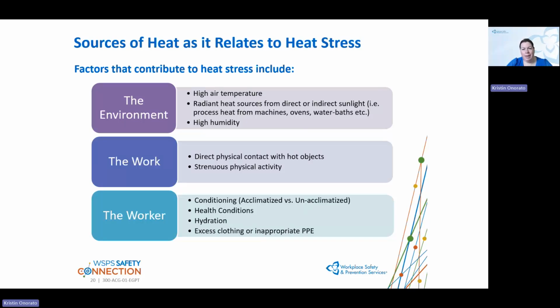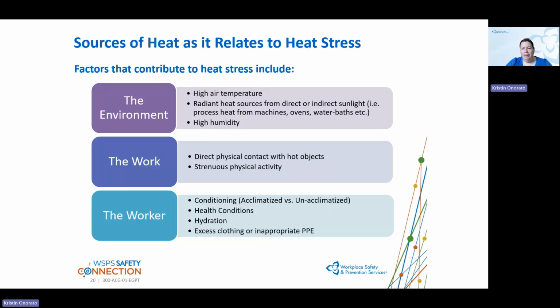Also, where that work is happening. If you're lifting those heavy boxes all day long in front of a machine that also pumps out an excessive amount of heat, you're certainly going to feel that far more than somebody doing lighter work in an area where radiant heat is not a huge concern.